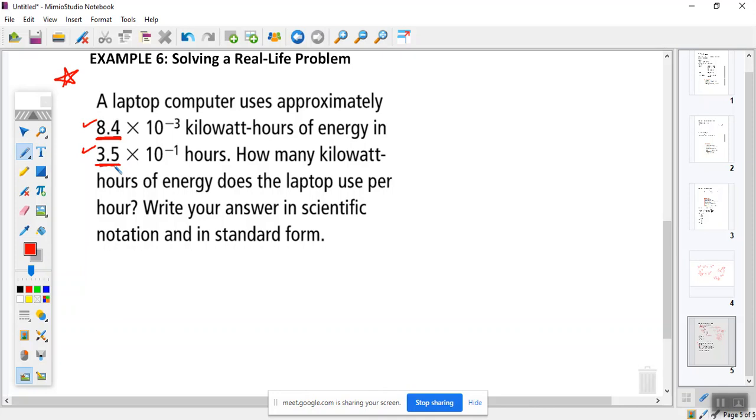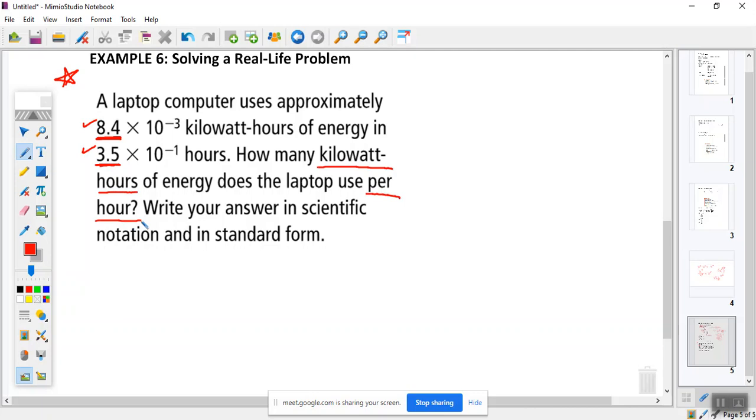Okay? Well, right here in this example, it says a laptop computer uses approximately 8.4 times 10 to the negative 3 kilowatt hours of energy in 3.5 times 10 to the negative 1 hours. It says how many kilowatt hours of energy does the laptop use per what? We're taking the number of kilowatt hours per what? Hour. Okay? It says to write your answer in scientific notation and then in standard form.